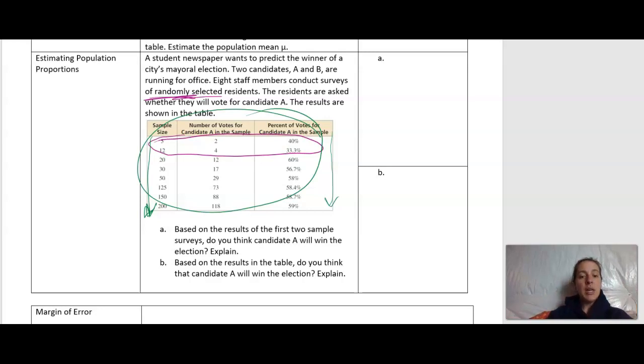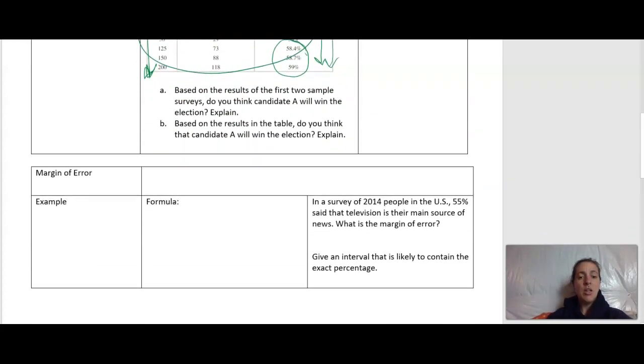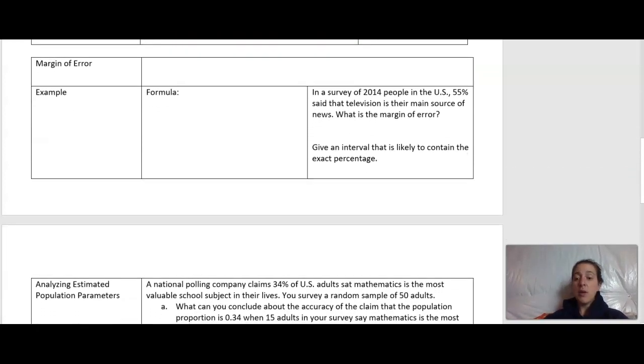So I see that as we get larger and larger, we get closer, like we're in the upper 50s here. So to me, that would tell me that, yep, if we were to actually do this election, candidate A would win because they would get more than half of the results. And I can say that because my values, as I go up, seem to kind of get close to this 58 or 59%. Okay, so now margin of error. This is where the actual math is really going to come into play.